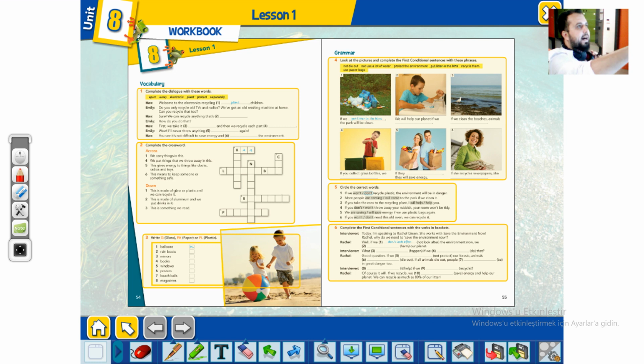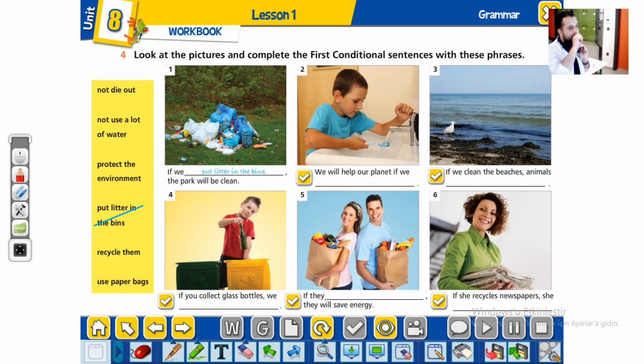And look at the grammar parts. Now we are going to study conditionals again. Look at the pictures and complete the sentences according to the first conditional. The first one is already done. If we put litter in the bins, the park will be clean. Be careful about the picture. This place is very messy. If we put litter in the bins, çöpleri eğer çöp kovasına koyarsak park temiz olacak. Please be careful about the pictures.